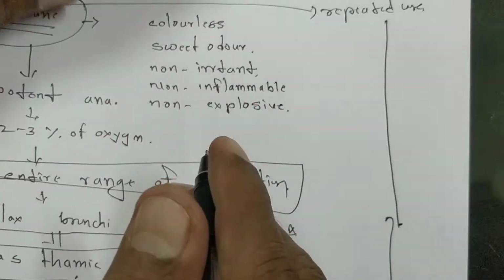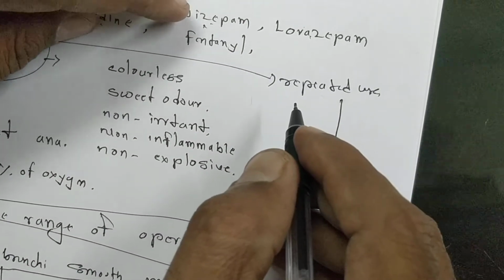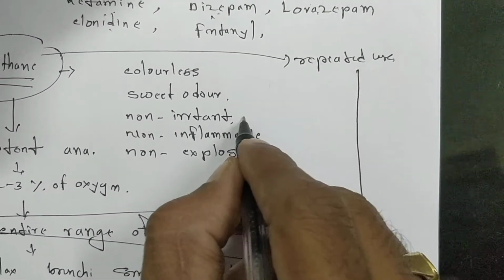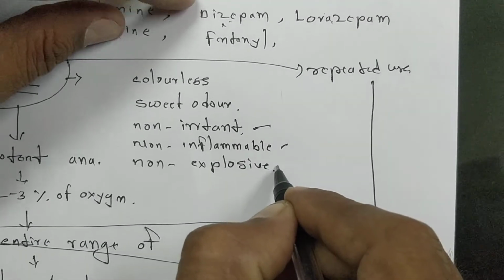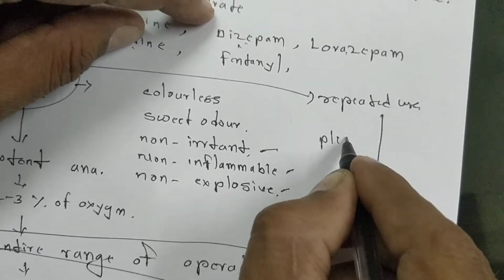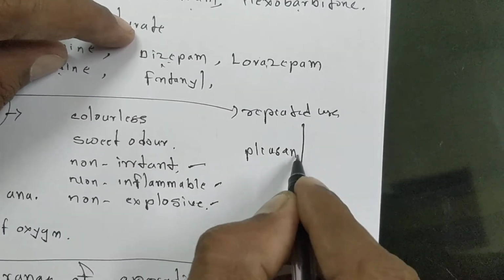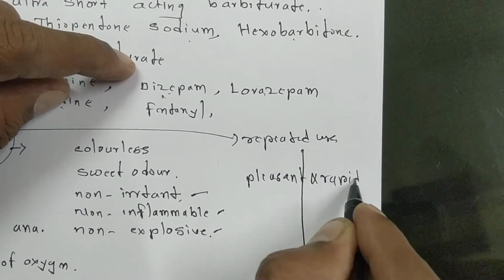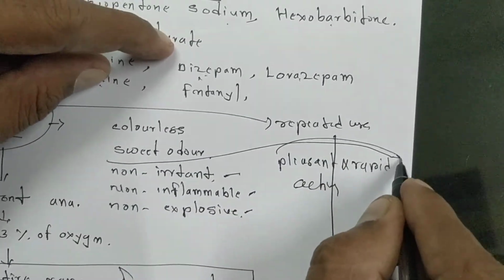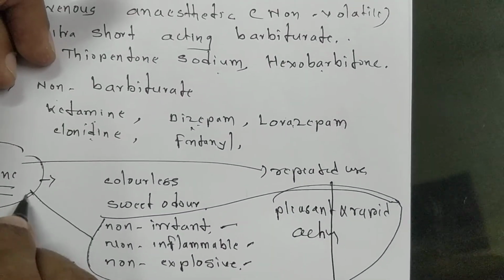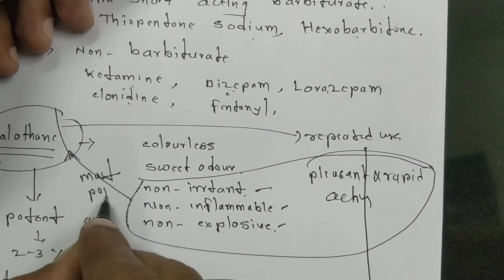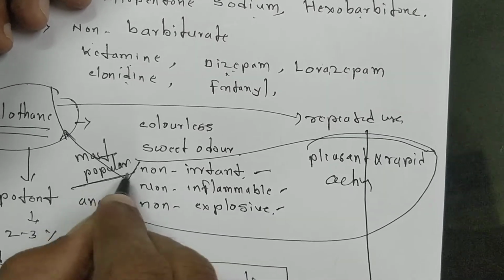Currently, halothane is most popular because it is non-irritant, non-inflammable, non-explosive, and has a pleasant and rapid action. That's why halothane is most popular.